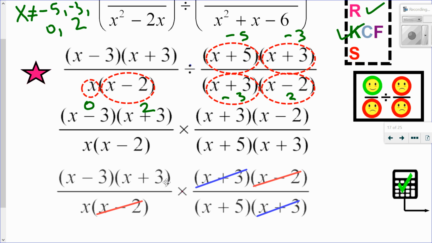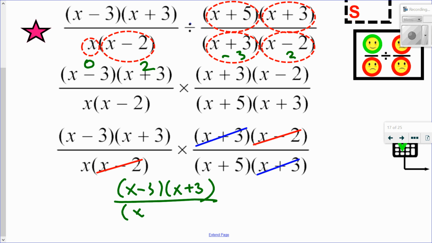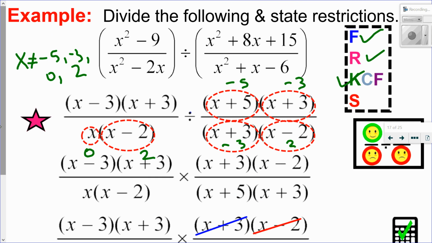I cancel these out in color so you can see them. The x plus 3 and the x plus 3 cancel. The x minus 2 and the x minus 2 cancel. Notice my canceling is only 1 to 1. What I mean by that is I can't cancel the 2 x plus 3's with only 1. Let's write out my final answer in factored form: (x minus 3)(x plus 3) all over x times (x plus 5). And it's listed with these restrictions.